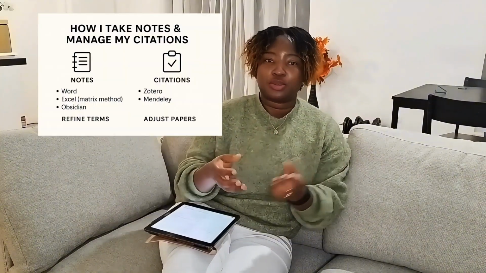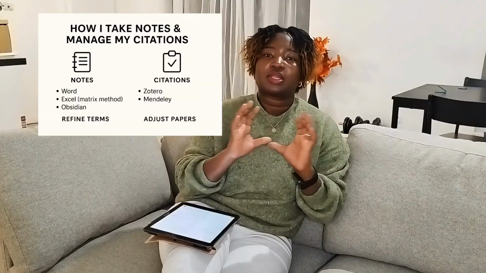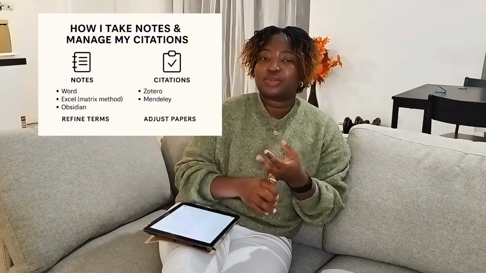How are you managing your articles, your papers? Are you taking notes? How are you taking your notes? And how are you keeping it in such a way that it's going to be easy for you to track it when you're finally writing your thesis, right? So traditionally, I use Excel, but also I use other AI tools like Obsidian, but I also use the Word document.